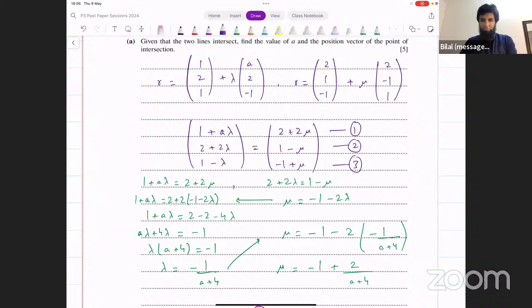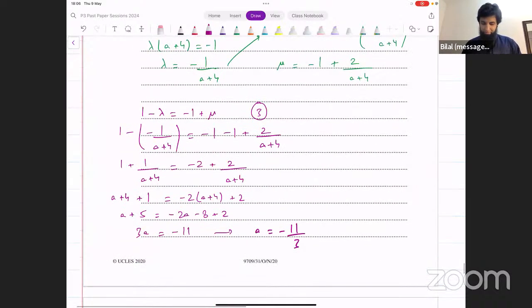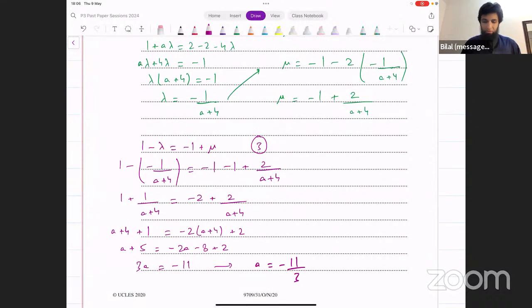So what do we get from this? We get lambda equal to -1 over a plus 4. A is -11 over 3 plus 4. Let's see what the value of lambda turns out to be. -1 over -11 over 3 plus 4. And that's giving me -3. So the lambda value turns out to be -3.